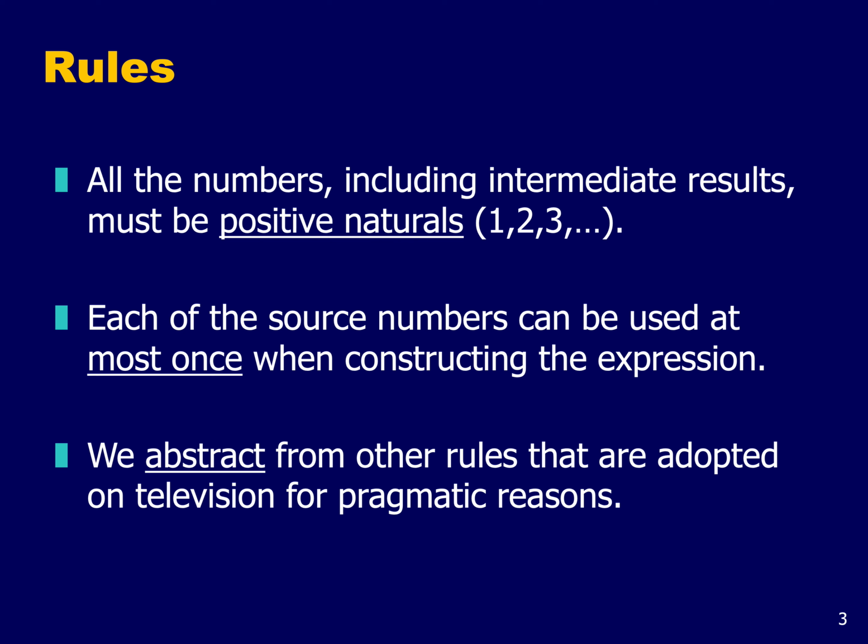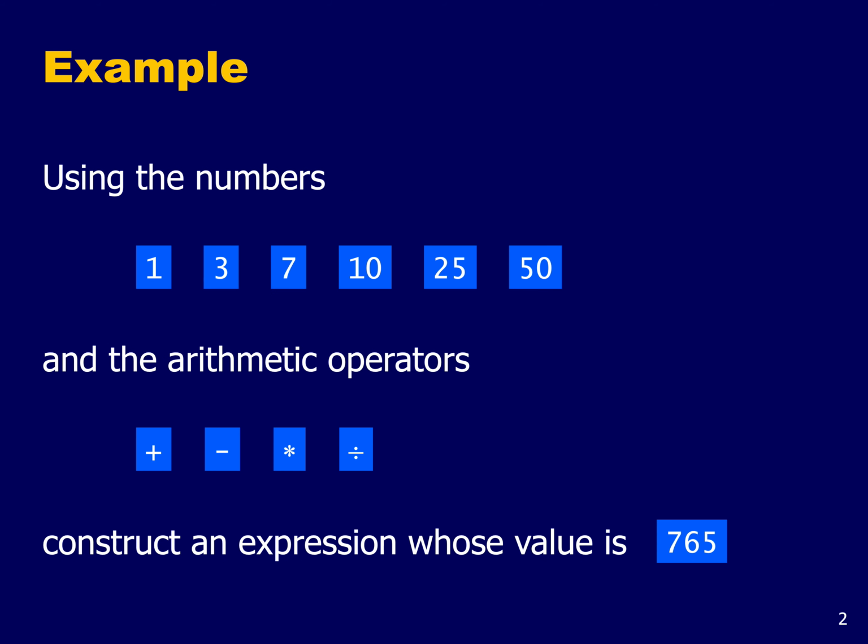The second rule of the game is that each of the source numbers can be used at most once when you're constructing the expression. So for example, if we look at the 6 numbers here, we have a 1, 3, 7, 10, 25, and 50. We can use any of these numbers, but we can only use it at most once. So for example, we have a single 10 here. So if we want to use 10 in an expression, we can only use that once.